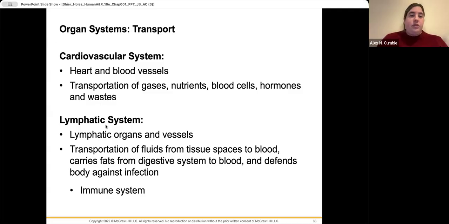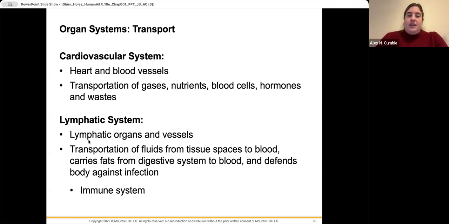For our other system, this is the lymphatic system. This one involves lymphatic organs. You might think of the most common lymphatic organ as your lymph nodes, which are found throughout the body, and any lymphatic vessels. These types of vessels are side by side with your blood vessels, but they don't carry blood. They carry a substance called lymph. And lymph has other functions for being part of your tissue fluids.